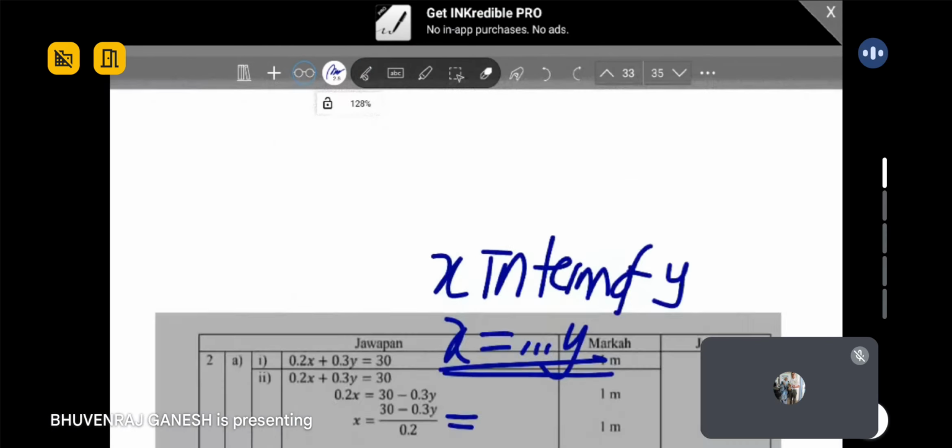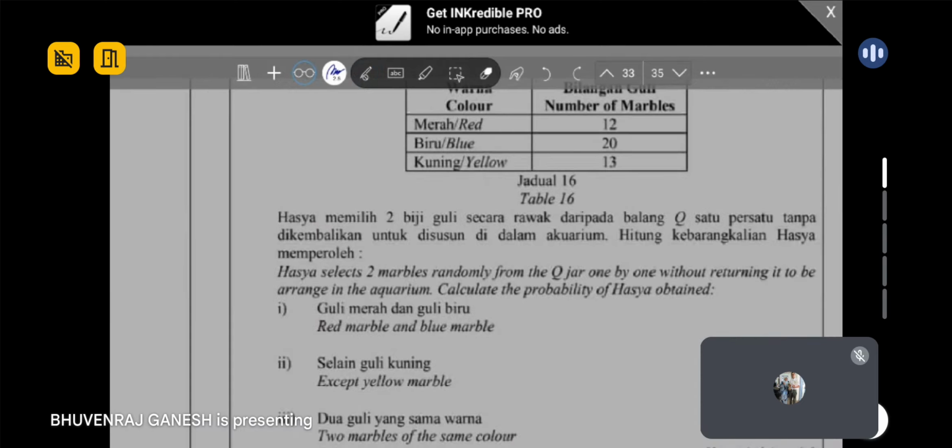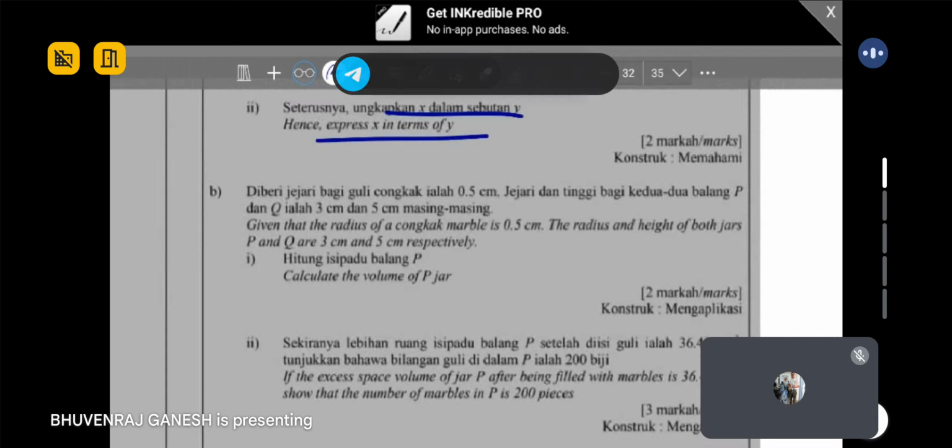Okay, so if you want to simplify, let me check and see. 30 over 0.2, yes, can. Okay, so you will get 150 minus 3 over 2y. Kalau kamu bagi jawapan ni pun boleh. This one also no problem. Okay? Alright. So continue. Okay, so untuk soalan B1.